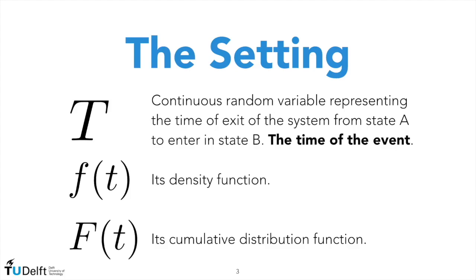Now, in the usual setting of survival analysis, we have a random variable capital T, which is a continuous random variable representing the time at which we observe the transition from state A to state B. So it's the so-called time of the event. For us, it will be, for example, the time of the default. We then call small f of t the density of this random variable, and with capital F of t we indicate its cumulative distribution function.